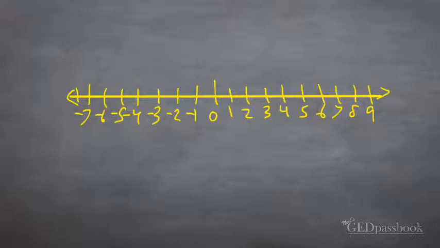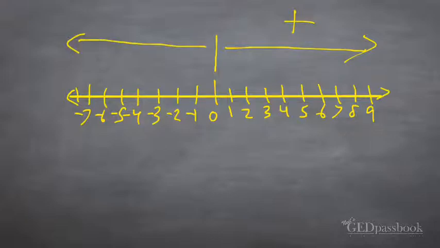But it's important to know that on that 0 mark, from that side up is all positives, and from that to the left is all negatives. It's really, really important to know that.